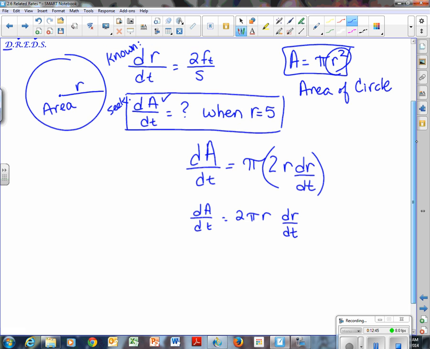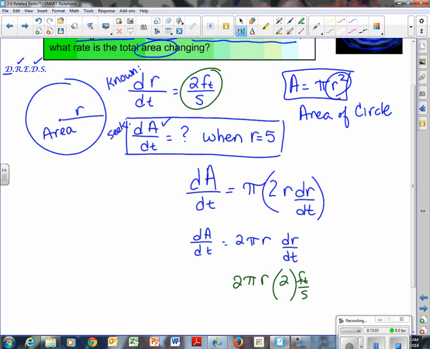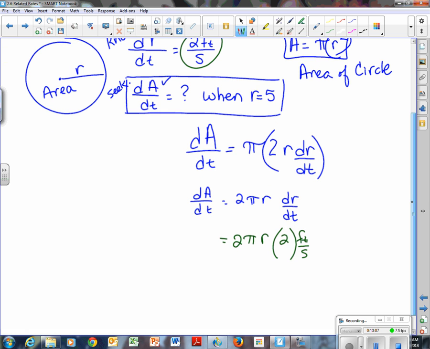Now, let's go back to what we knew and plug in our known values. We had dr dt at 2 feet per second. So I'm going to have 2 pi r times 2 feet per second. You know what, I'll put the label in there, feet per second. And radius, we also, so we want to find dA dt. We know at the precise moment when it's 5. So dA dt is equal to 2 pi, throw in the 5. That would have a label of feet. And then we've got this 2 feet per second.